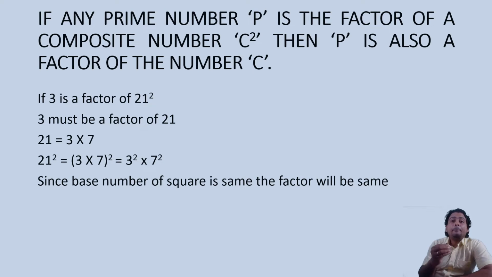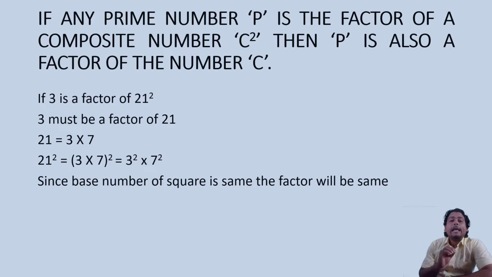The opposite of this theorem is also true. Let us say if p is a prime factor of the composite number c, then p is also a prime factor of the composite number c square. What we are doing here? We are just squaring the base number, which is c. So for example, in the current case, if 3 is a factor of 21, then 3 will be a factor of 21 square also. And this is a common sense problem. This theorem is related to common sense, right?